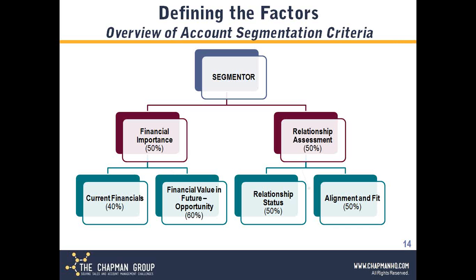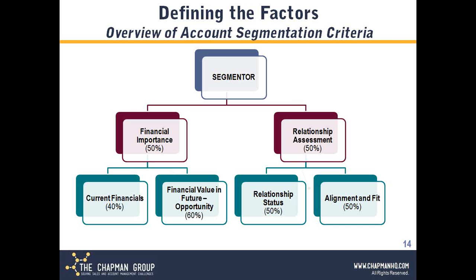On the left side, the financial importance, again, we want to do sort of a now look, which would be our current financials, certainly recent financials, as it relates to this account. I'll give you some examples of those shortly. But also, we want to look at the future. Now, I broke it out 40-60. You may break it out 30-70 and say, look, the future is much more important in our view for the segmentation model, and you can weight these a little differently.